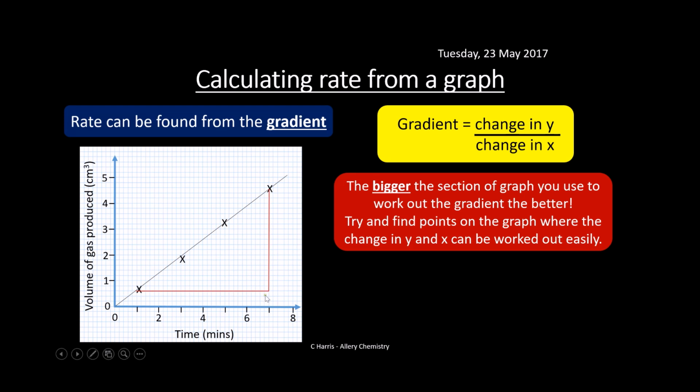So we're going to go along here and along here, and we're going to measure the difference. The difference there is a difference of 6. This is obviously in minutes. And the difference here is a difference of 4. And obviously this is the volume of gas produced.